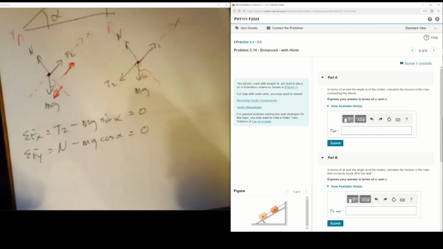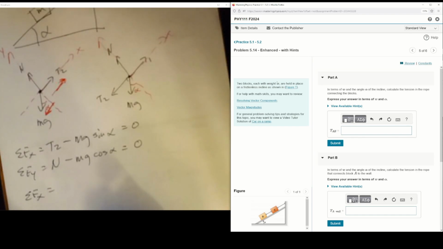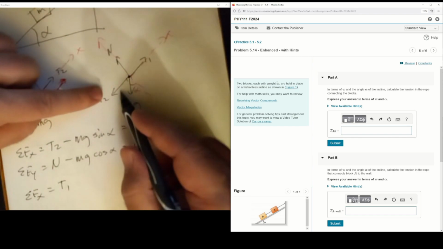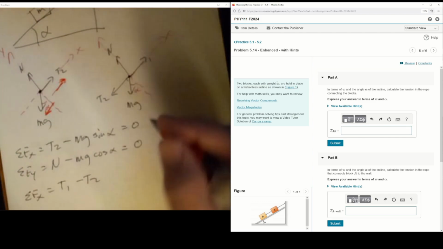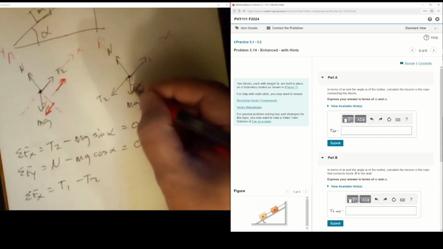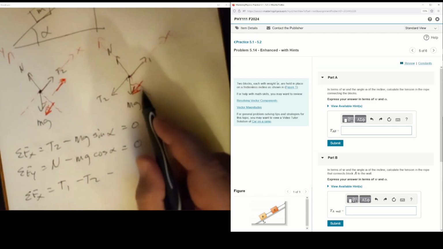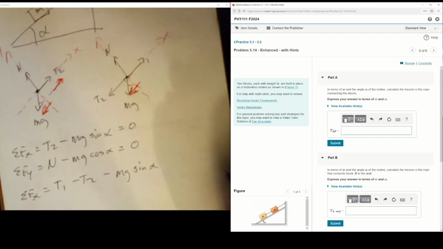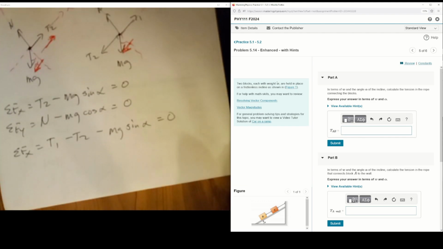Now if we look at the right block, summing the forces in the x direction, we've got tension 1 going up, we've got tension 2 going down, and we also have this weight component going down. So negative direction, that's the opposite. So sine will get us the opposite. Again, the block isn't moving, so we can equate that to 0.